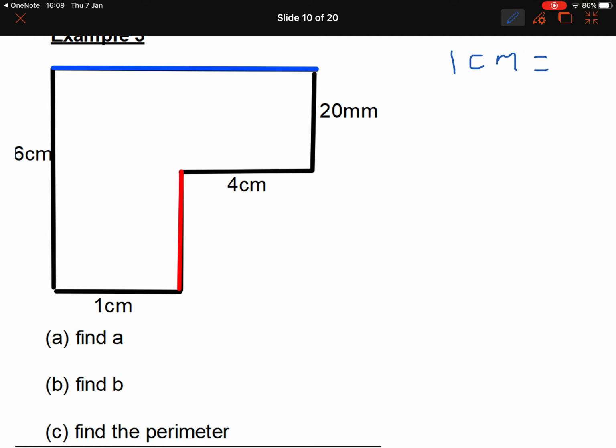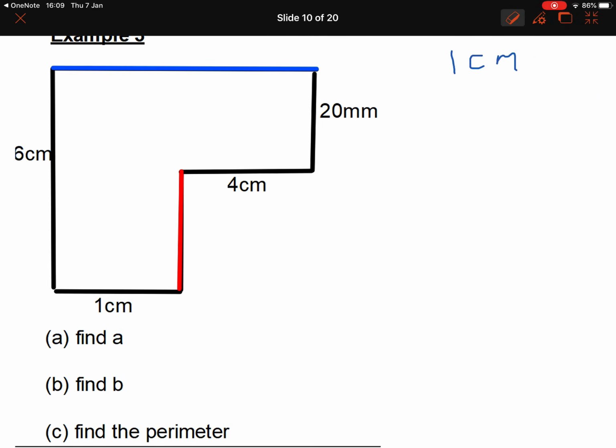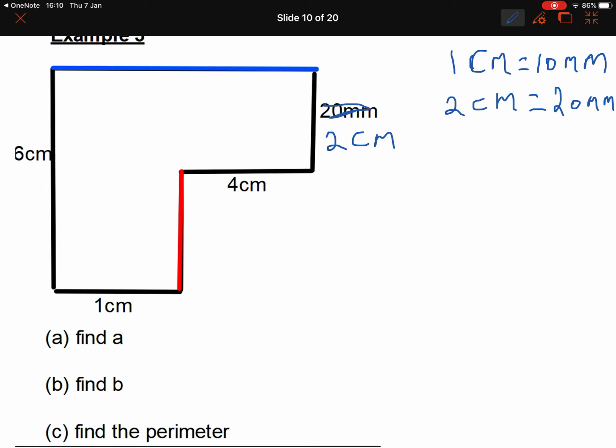If you look at a ruler, 1 centimeter is the same as 10 millimeters. I'll just write that so it's clearer. So that is 1 centimeter equals 10 millimeters. Now, if that's the case, then 2 centimeters is equal to 20 millimeters. You can just about see the two M's this time. So what I can do is call this 2 centimeters instead. Everything is in centimeters now, so it should be all good.